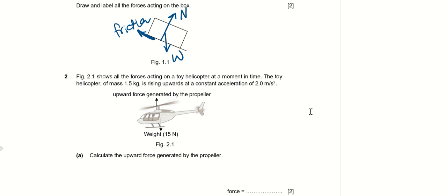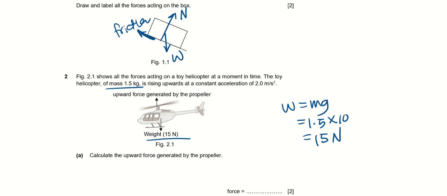Okay, so question 2, it shows all the forces acting on a toy helicopter at a moment in time. The mass is 1.5 kg. This mass is not force, it's not weight. So the weight is actually 15 Newton, right? How do I get weight? W equals mg, so equals 1.5 multiplied by 10, which is gravitational field strength, so I have 15 Newton.